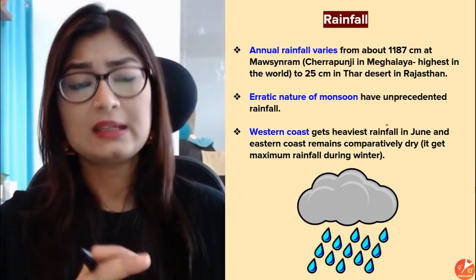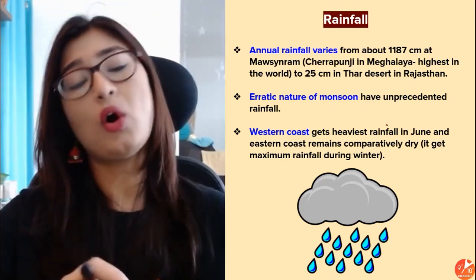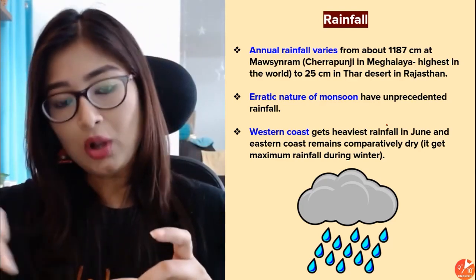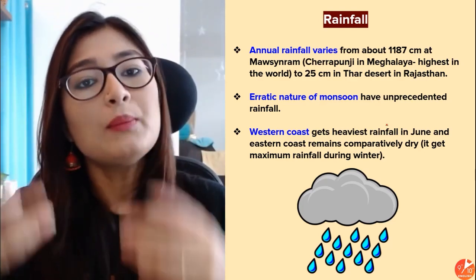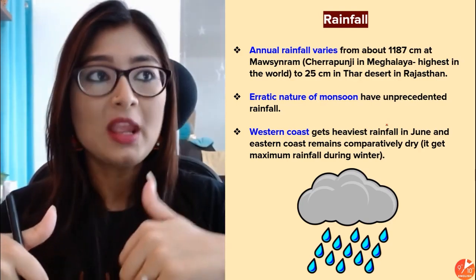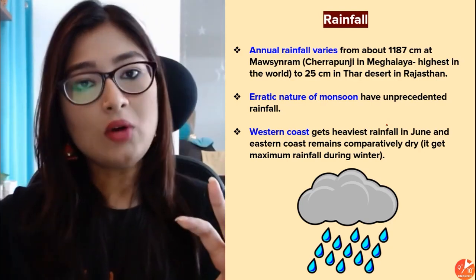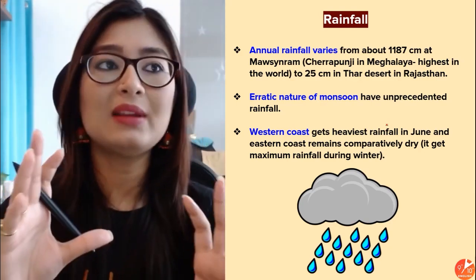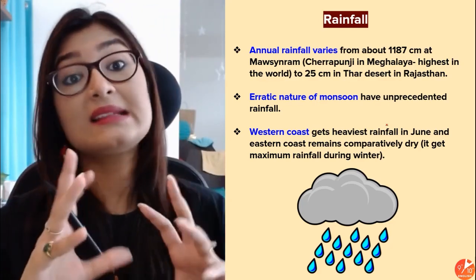The west coast gets the heaviest rainfall in the month of June. However, the eastern coast does not. They have more of the winter rainfalls. The west coast and the northeast get a lot of rainfall, and they mostly get it during the monsoon season only.